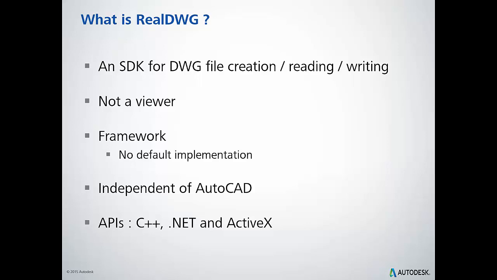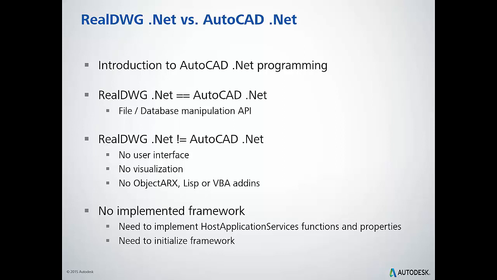The available APIs in RealDWG are C++ and .NET and also the AutoCAD ObjectDBX COM library. In this presentation, we will be focusing on the RealDWG .NET API. The following comparison between the AutoCAD .NET API and the RealDWG .NET API will only make sense to you if you are already familiar with the AutoCAD .NET API. If you are not, then it is worth taking the time to watch the DevTV on Introduction to AutoCAD .NET Programming. You can find it in the AutoCAD Developer Center.